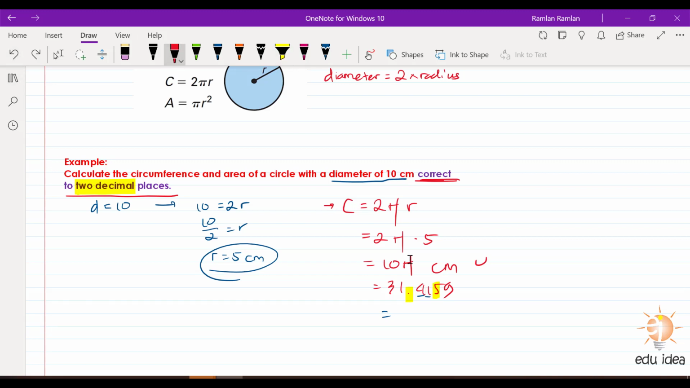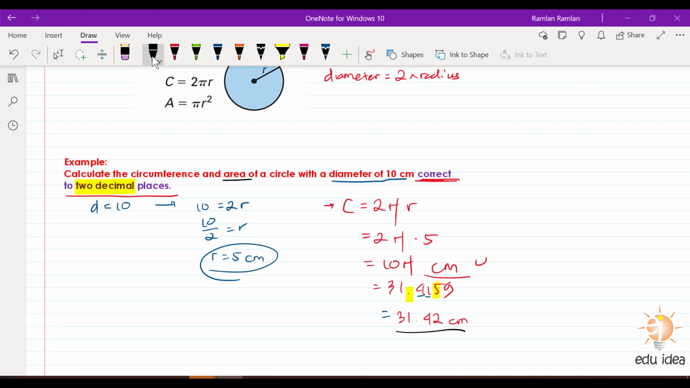We call it rounding, yeah? So that'll be 31.42. Okay? And then remember that you need to write down also the unit. Okay, now we have found the circumference.